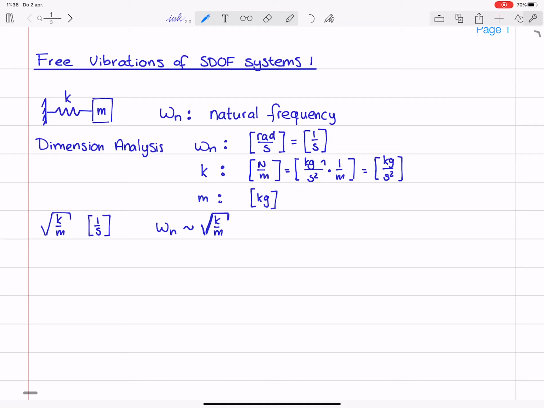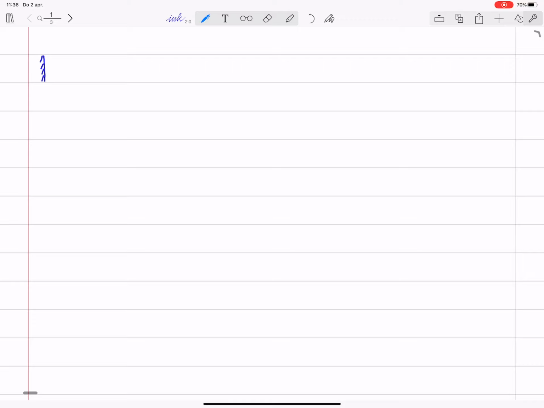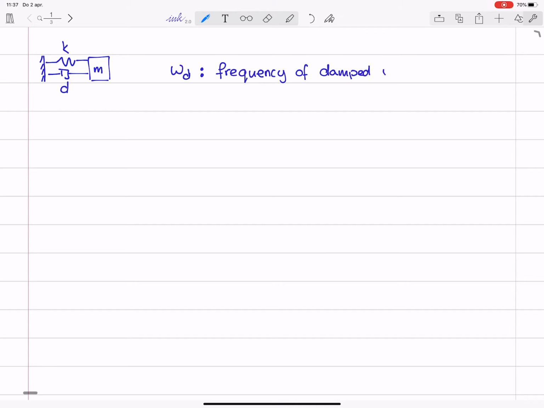Now, the next question I would like to raise is what we saw in the experiment is that this vibration slowly damps out. And one could wonder if the damping has an influence on omega n, on the frequency. So suppose we consider the damped scenario. So I draw this spring damper system now with K, M, and damping coefficient D. Let's suppose that this is the case. So suppose that we have omega D, which is the frequency of the damped vibration. Maybe it's the same as omega n, maybe it's not. Let's try to find out.